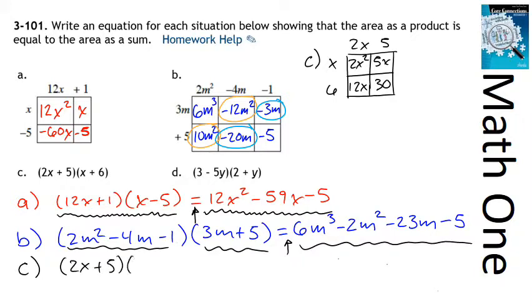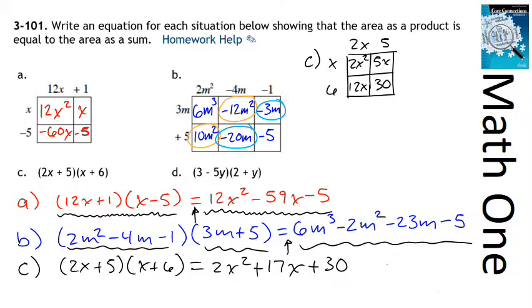2x plus 5 times x plus 6. And then what that equals is 2x squared. And you can see I've got 12x and 5x, which is plus 17x. And then finally, I've got 5 and 6, which is a plus 30. So if I'm multiplying 2x plus 5 by x plus 6, I get a product of 2x squared plus 17x plus 30.